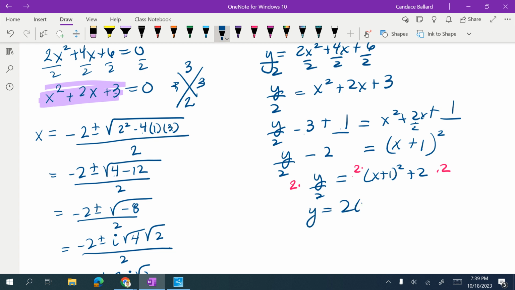So y equals 2 times x plus 1 squared, and then 2 times 2 is 4. So my vertex, remember I change the sign when I come in or out of parentheses, so that's going to be negative 1, and then I keep the sign outside, so it would be 4.